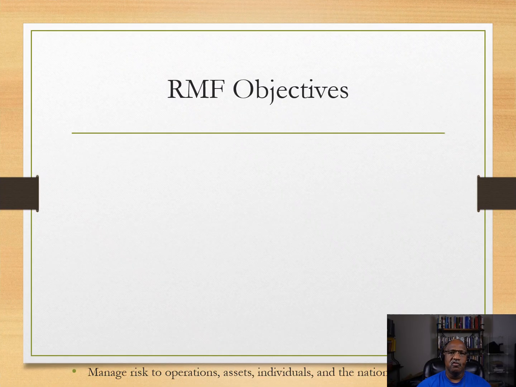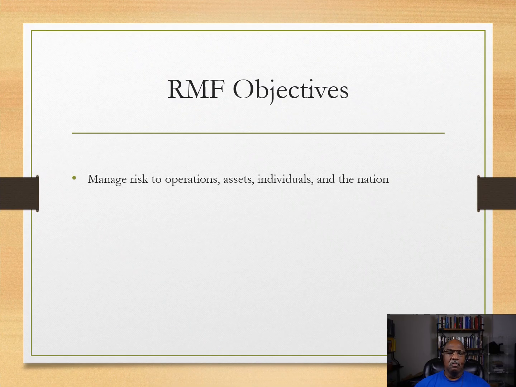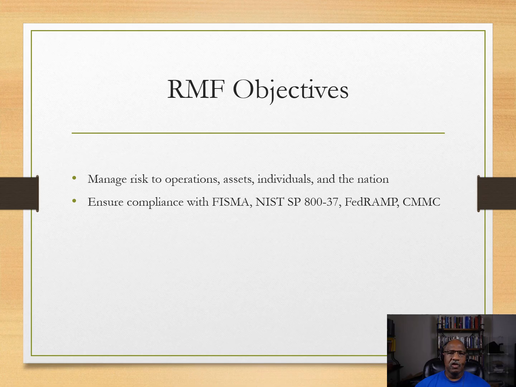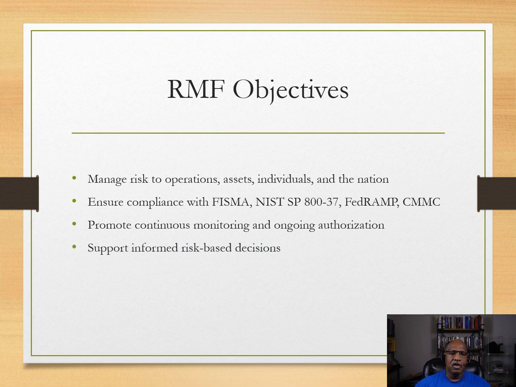The objectives of the risk management framework: to manage risk to operations, assets, individuals, and nations. It ensures compliance with the Federal Information Security Modernization Act, NIST Special Publication 837, which is the document that is contained in, FedRAMP, and CMMC. It also promotes continuous monitoring and ongoing authorization. It supports informed risk-based decisions.